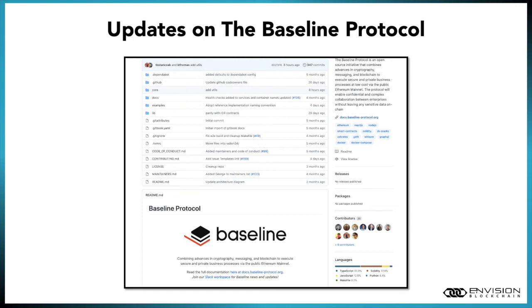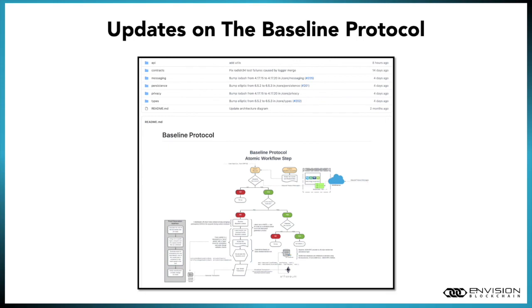Again, just updates on the baseline protocol over here. As you can see, it includes updates on the APIs, on the smart contracts, on the messaging, the persistence, the privacy, and the different types as well. So we definitely recommend everyone watching this go onto the baseline protocol repo. Just type in baseline protocol GitHub in Google. You'll be able to find it, no problem.